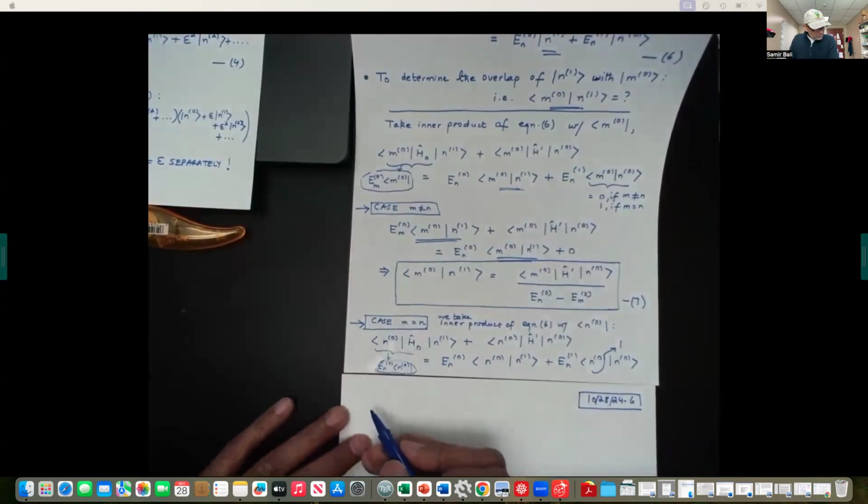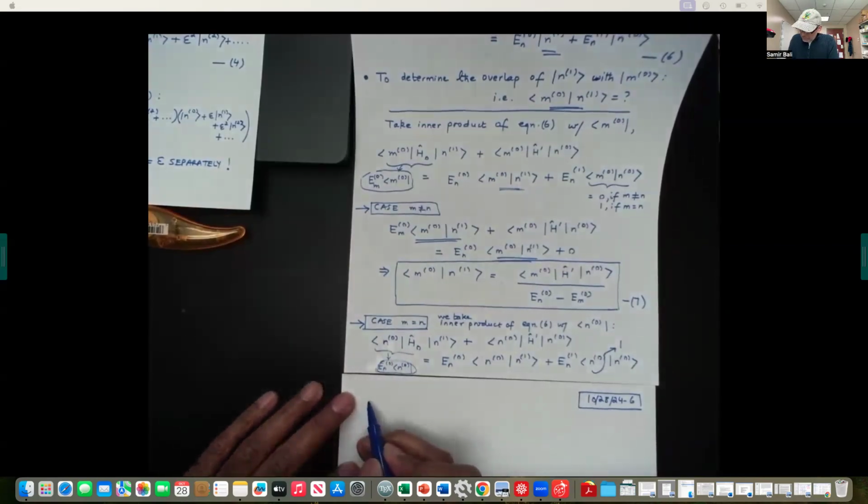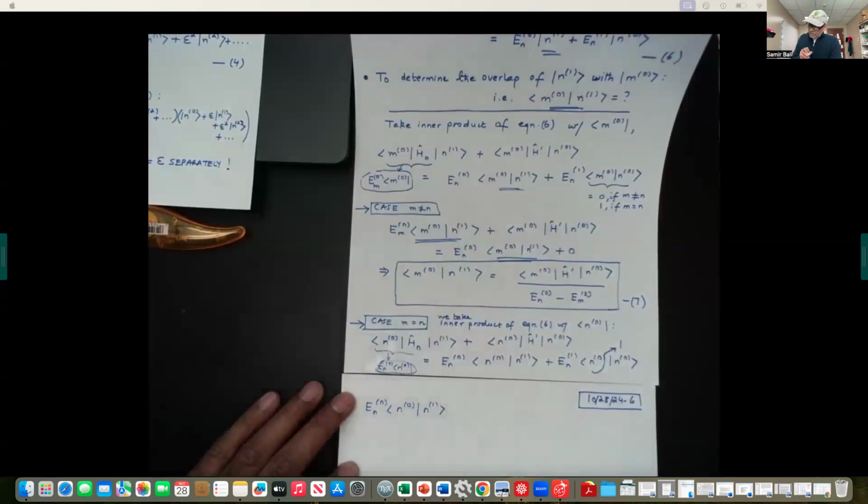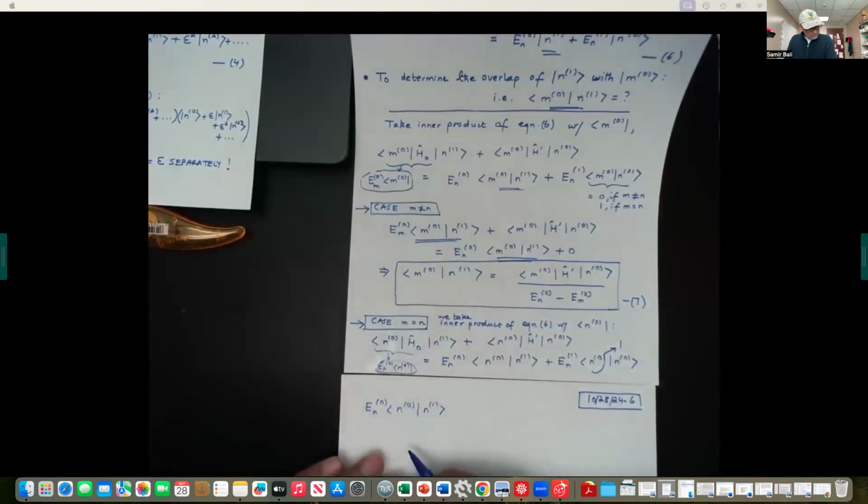Okay, so I have the first term becomes En naught, and this is the unperturbed wave function. This is the first order perturbed wave function, the state, right? And so that's your first term. The second term we can't do much with. We just gotta let it be.